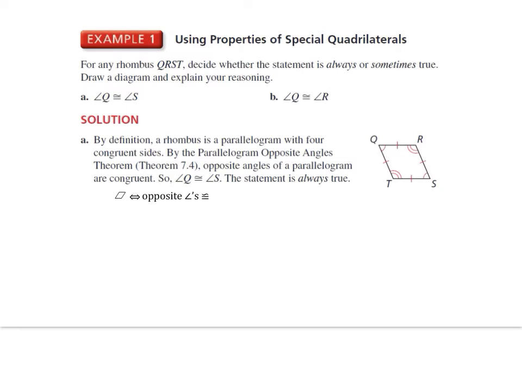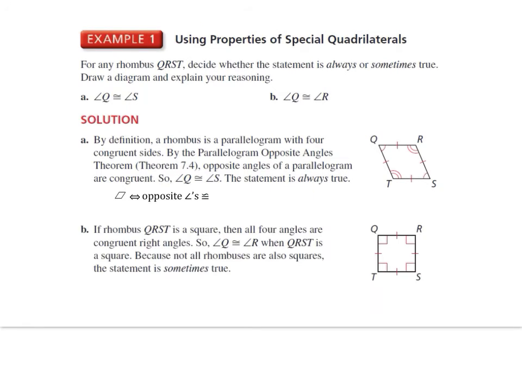Well, by definition, a rhombus is a parallelogram with four congruent sides. So by the parallelogram opposite angles theorem, in other words, if a parallelogram implies opposite angles congruent, then our opposite angles are congruent, so angle Q is congruent to angle S, and this statement is always true. And for part B, I drew a separate diagram. If rhombus QRST is a square, then all four angles are congruent, right angles, so angle Q is congruent to angle R when QRST is a square. Because not all rhombuses are squares, the statement is sometimes true.